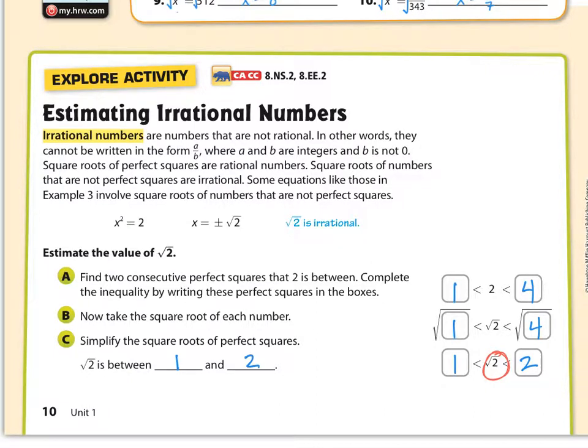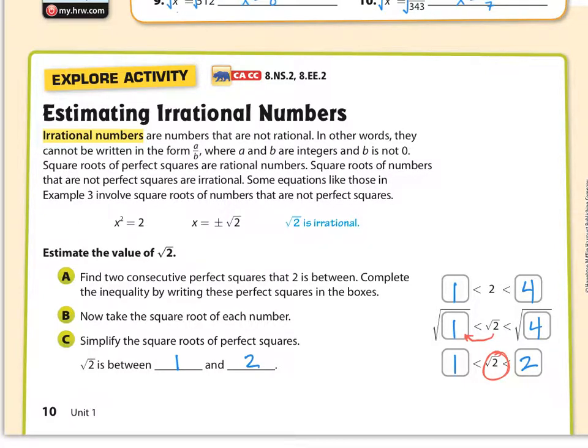I would like you to figure out which one is it closer to. Is it closer to 1 or 2? And try to make a guess of what the decimal could be, right? If you were to put this thing into a calculator, what's the decimal? So you can guess, because the square root of 2 is closer to, I'm going to mark it in red here on the right side. It's closer to 1, right?